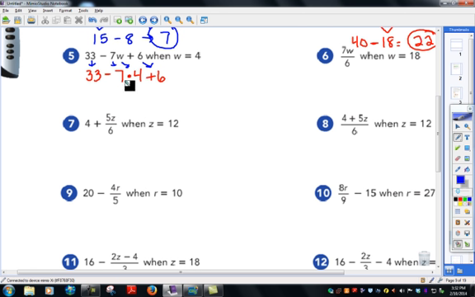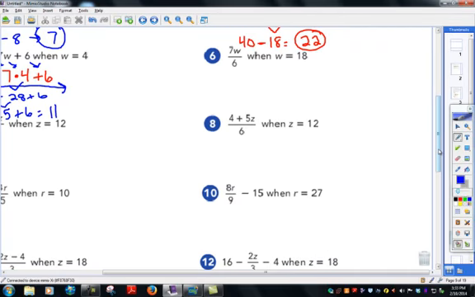There are no parentheses, there are no exponents, so we go straight to multiplication. That's 28. Bring down 33 minus 28, plus 6. We must do subtraction first. That is 5 plus 6 equals 11. Now, just in case anybody's confused, the reason we did subtraction first is because, remember, addition and subtraction happen together at the same time. So we have to go left to right, whatever we see first.